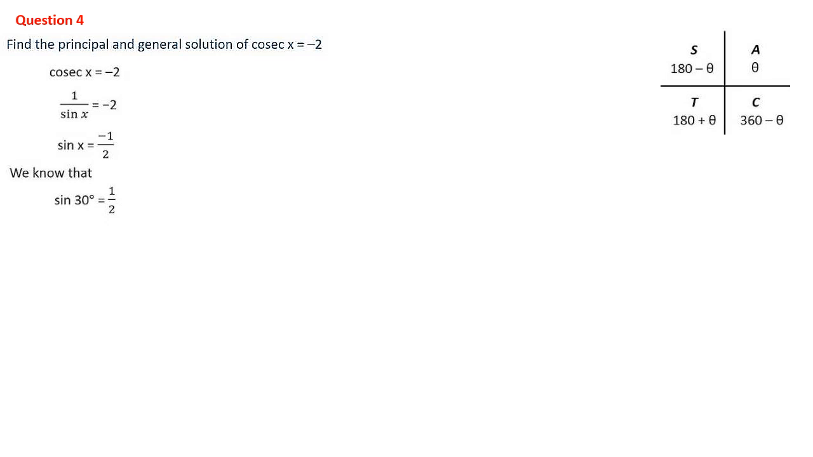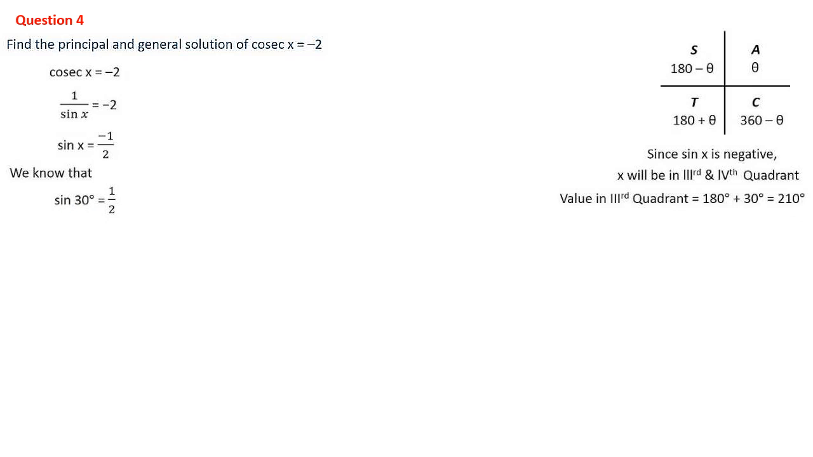And we know that sin 30 is 1 by 2. But here sin x is negative. Sin is negative in the third quadrant and fourth quadrant. For the third quadrant, it is 180 plus theta, our theta is 30. So 180 plus 30 is 210. And if you want to go to the fourth quadrant, it is 360 minus theta. So 360 minus 30, that is 330 degrees.